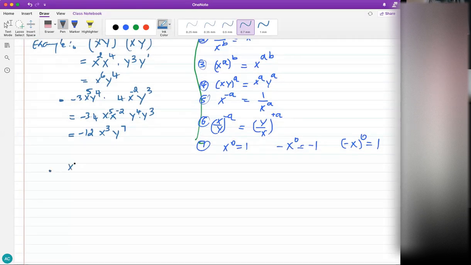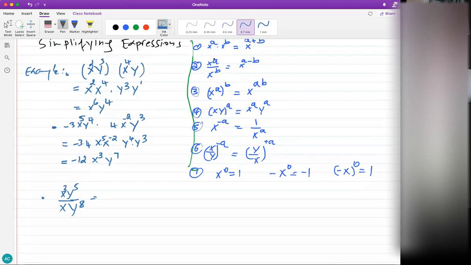So let's say some x and y over some x and y. Probably some powers here. And let's say... so obviously here you're using rule number 2. What happens to the powers again when you have a fraction? You subtract them.